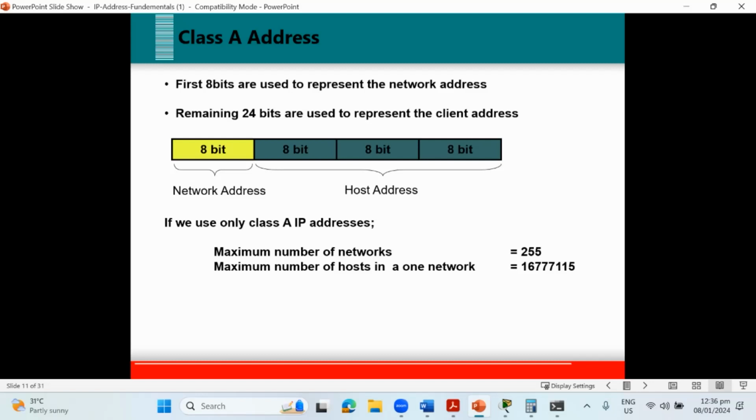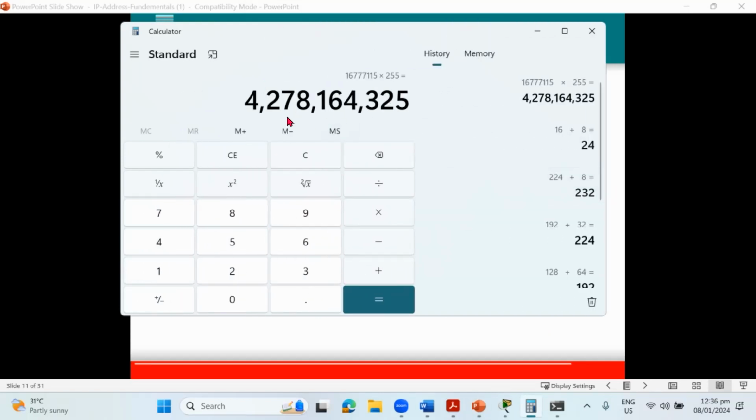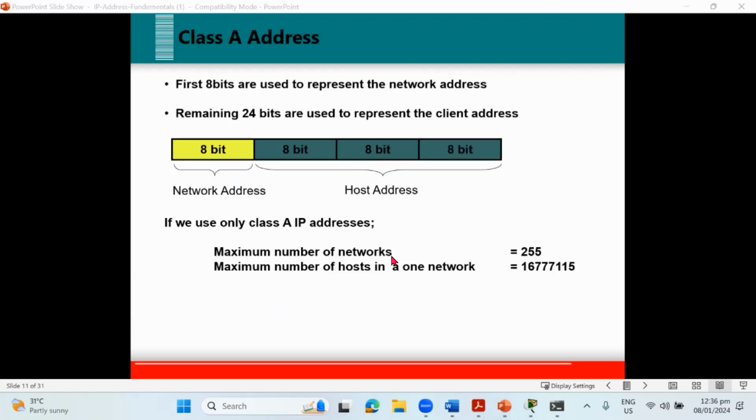Kasi ginagamit siya for internet. So, mas marami kasi 16 million. Times mo yan sa 255. So, ilang PC yan? 4,278,164,325 PC ang pwede natin i-connect worldwide. So that is class A. So ginagamit siya for wide area network.